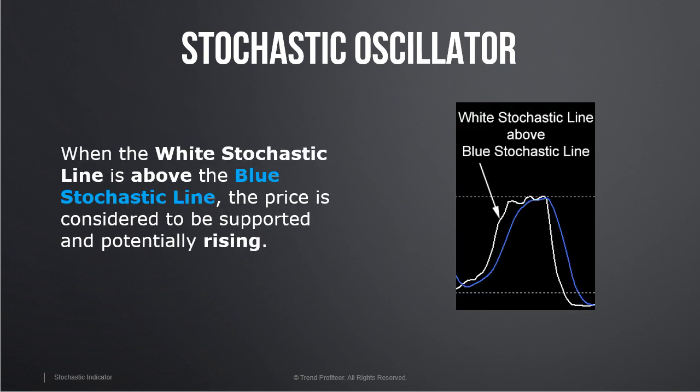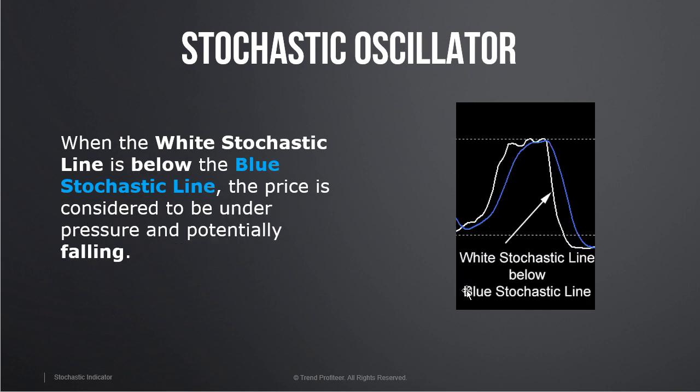So when the white stochastic line is above the blue stochastic line, as you can see here, the price is considered to be supported and potentially rising. Okay, so if a trade alert has occurred, even if it's just here, the white has to be above the blue for it to be a valid trade. And when the white stochastic is below the blue stochastic line, the price is considered to be under pressure and potentially falling. So when we get into a sell alert, we want to see the white stochastic below the blue stochastic.